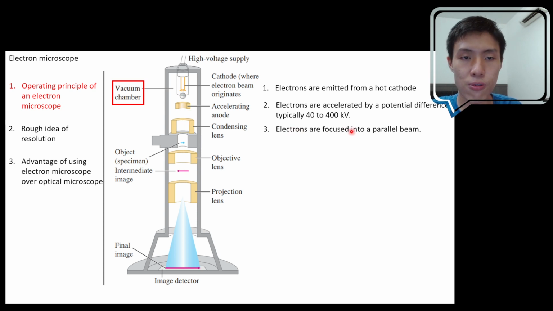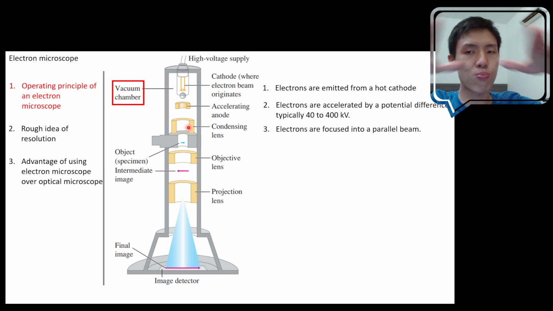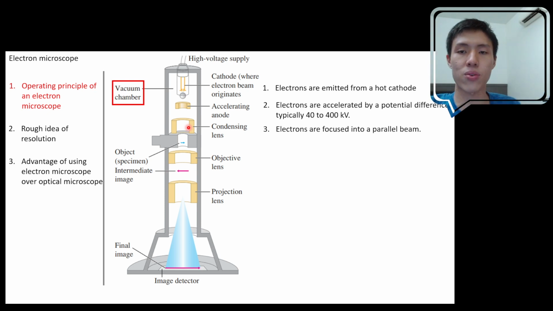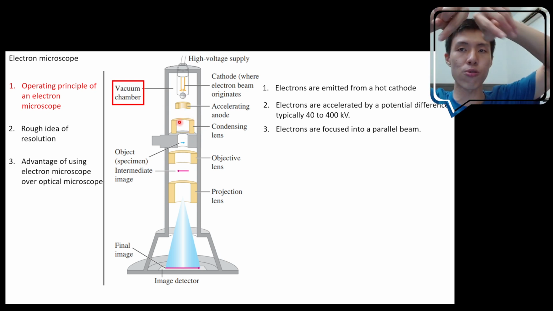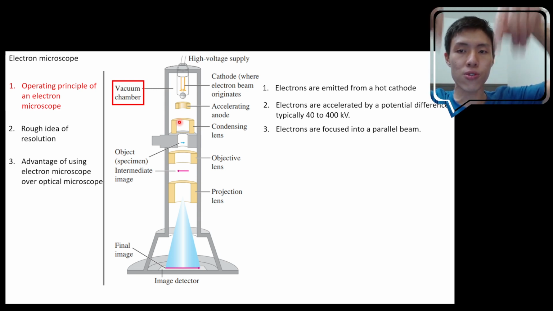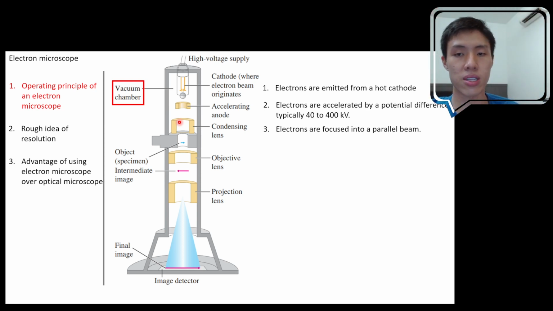Afterwards, the electrons are focused into a parallel beam, and this is the purpose of the condensing lens over here. When they pass through the anode, the electrons might be moving in very spread out directions, spraying out when they come out from the accelerating anode. So the condensing lens directs those spraying electrons to move downwards in a parallel beam. All the electrons are moving in the same direction, pointing downwards.